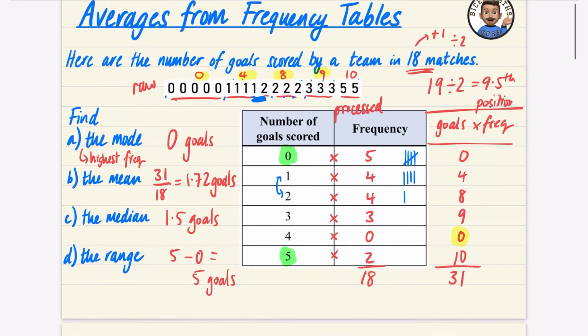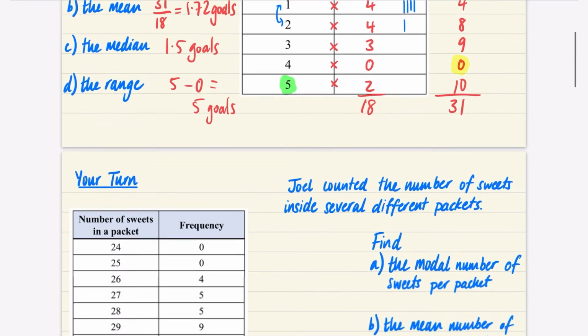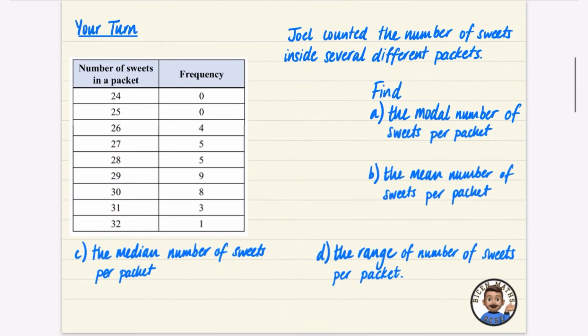So I've got a question then that you can try that is similar. Keep referring back to this one if you need to. I'm not going to be giving you the raw data this time. If you feel like you need to write out the raw data to help you, that is perfectly fine. You wouldn't be penalised for doing that. Okay, so have a go and pause the video here.